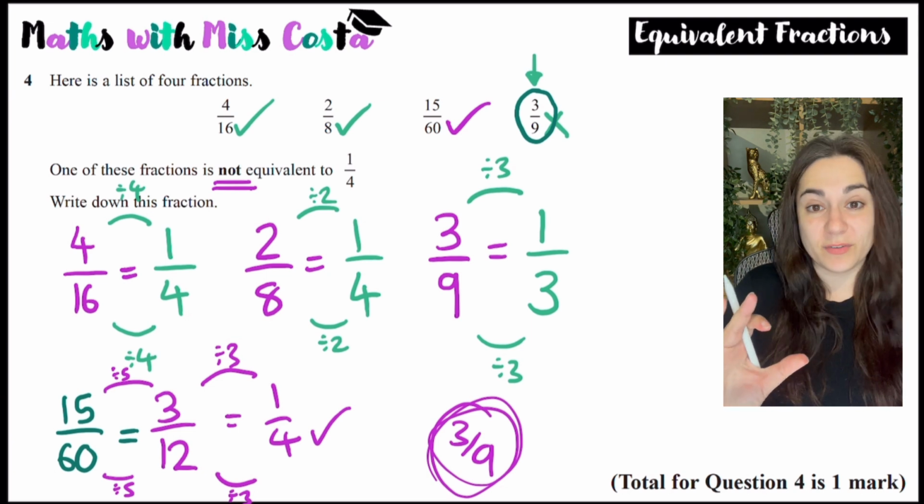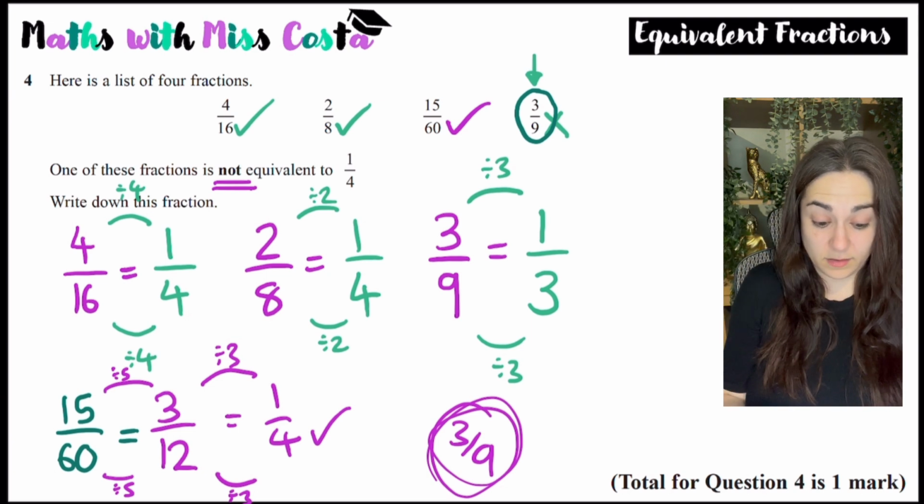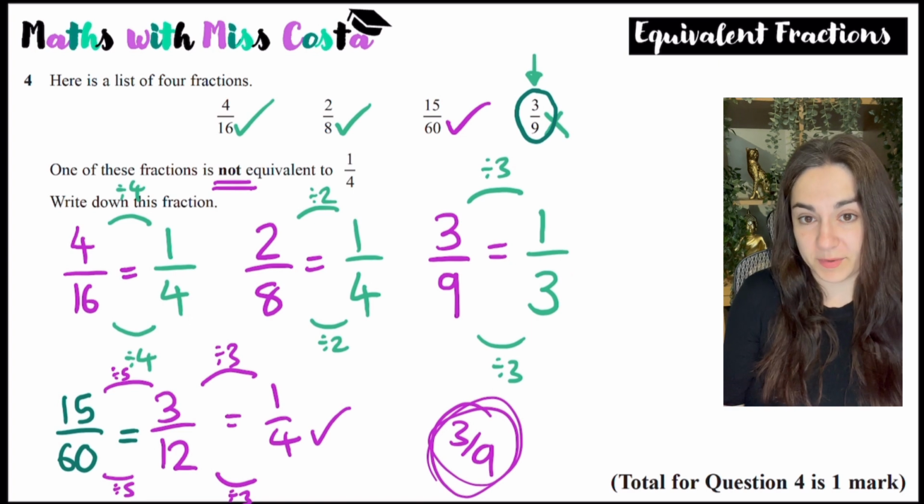And the way to work out equivalent fractions is just by simplifying them or multiplying them. In this case, we want to simplify.